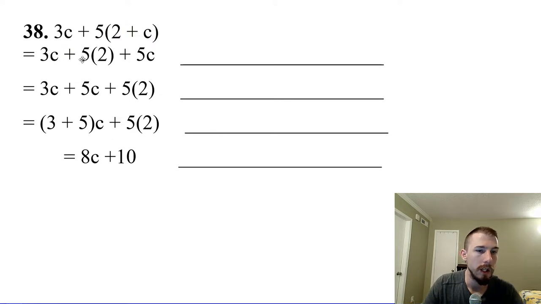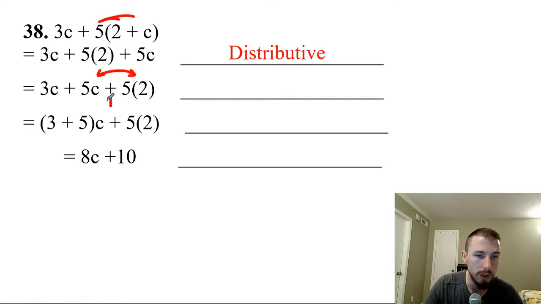All right, 38. Looks like the first thing we're doing again is going to be distributive property. Yeah, so the 5 is going to be distributed to the 2 and to the c. So that's distributive property. Then the next one, oh, it looks like the terms are switching places. So this would be our commutative property, and they're switching across addition. So that would be commutative property of addition.